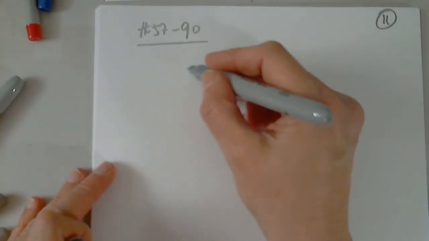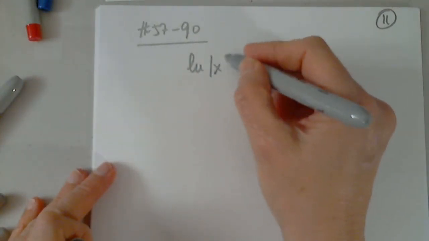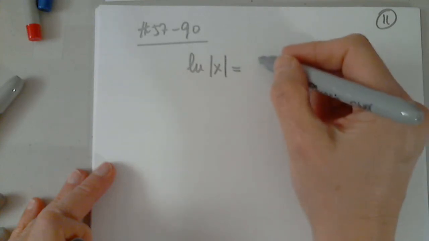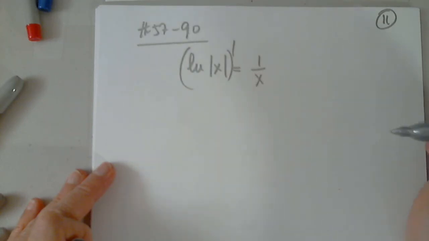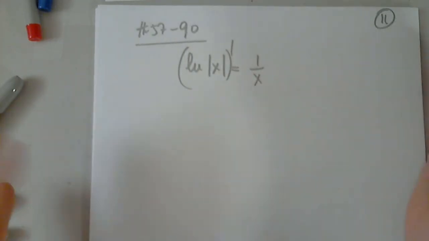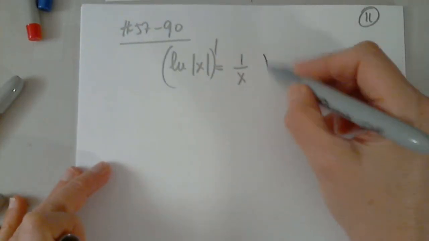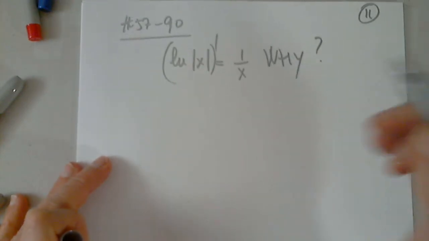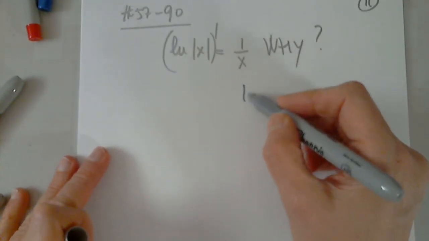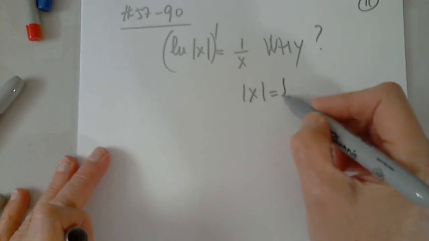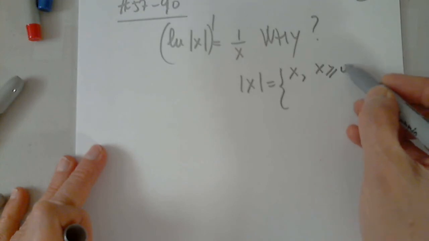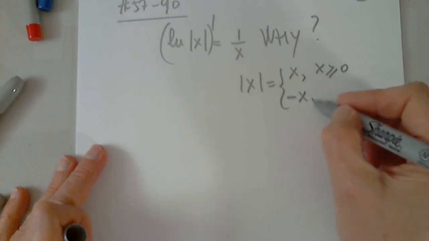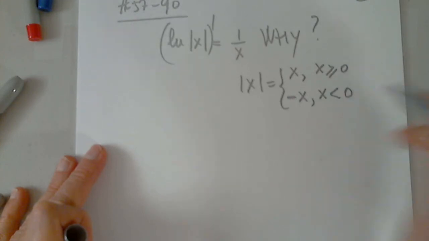Before we pick, because you may pick something like this, the derivative of natural log of the absolute value of x is also 1 over x. And you can say why. Let me show you why. So the absolute value of x has two possibilities, either x for x greater than or equal to 0, or the opposite of x if x is negative.